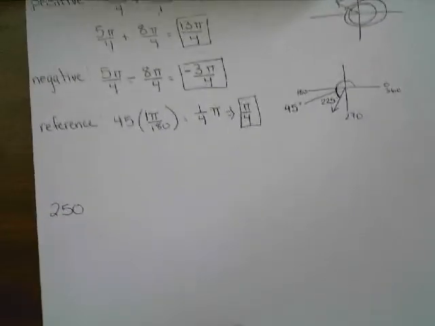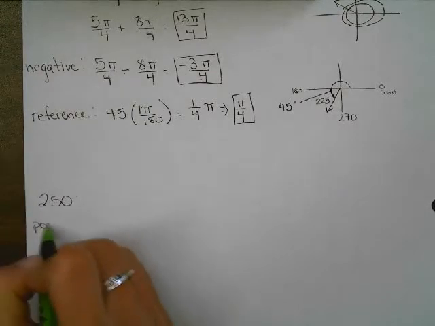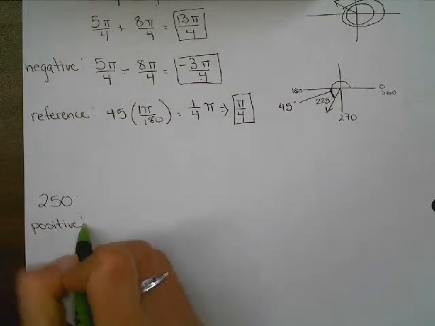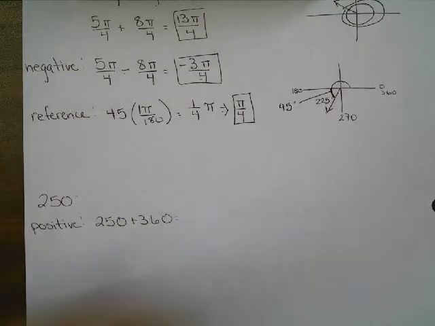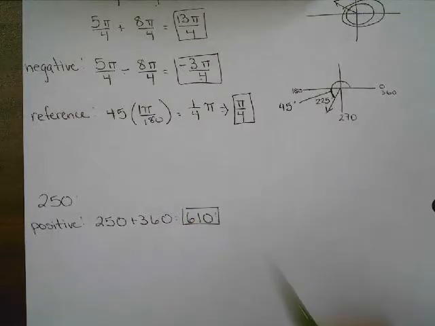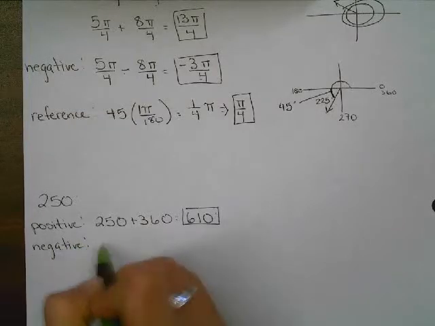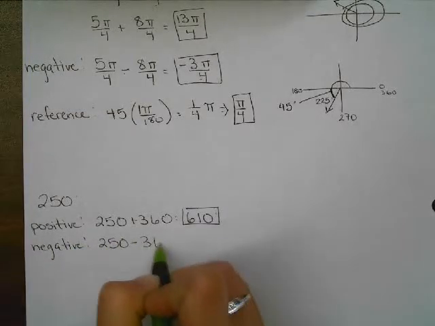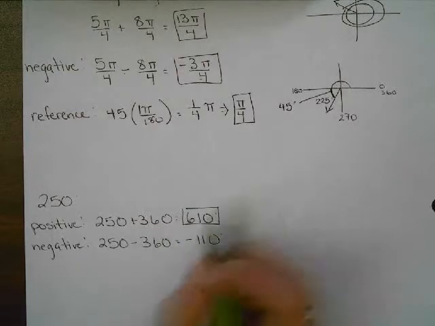Now if we want to find everything for just regular degrees, it's a lot easier. My positive coterminal angle, again we're just adding or subtracting a full rotation of a circle, which is 360 degrees. So I'm going to add 360 to 250, and I get 610. So my positive coterminal angle is 610 degrees. The negative, I'm just going to subtract a full circle, so that's going to be 250 minus 360, and 250 minus 360 is negative 110 degrees.